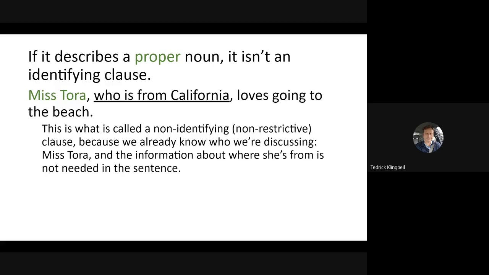Also, it's better to have more information. It's descriptive. Miss Tora is from California. Now, suppose you meet Miss Tora. Well, now you have something to talk with her about. You can ask her about California. Okay? You don't just have to talk to her about going to the beach. You can talk to her about other things in California. Okay? So, clauses help sentences to be more interesting.